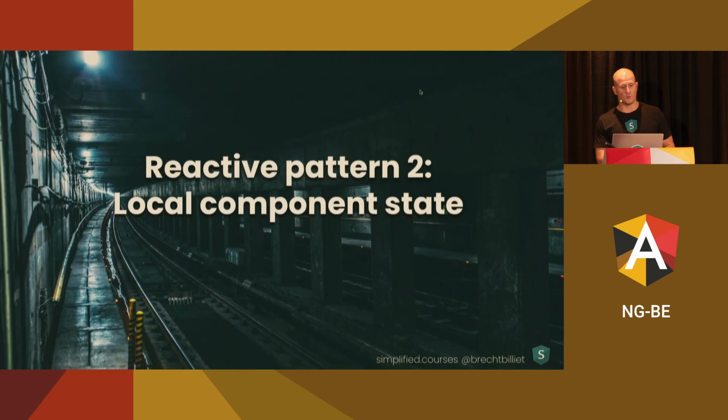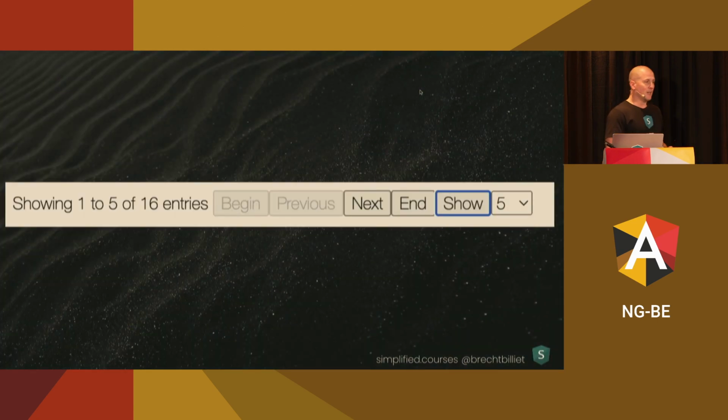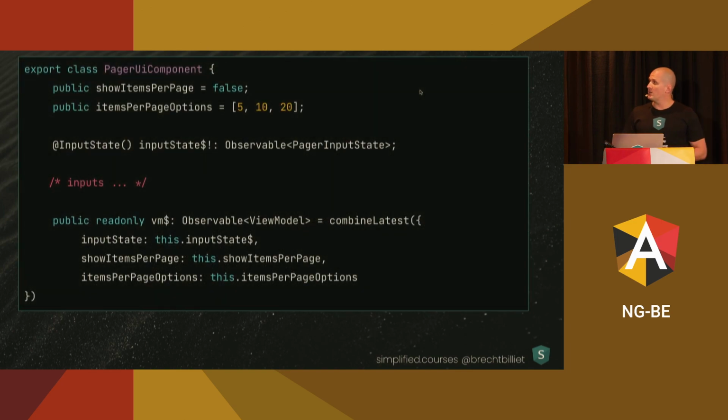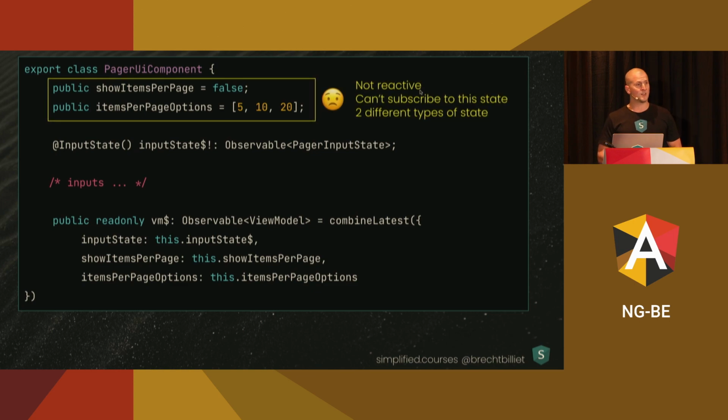Reactive pattern number 2, local component state. In our beautiful pager, we see that we have added two DOM elements, a show button and a drop-down that shows the items per page. In our pager UI component, we see that we have added two properties, but these are not reactive, and we cannot subscribe to the state. And we have two different types of state now. We have observable state, and we have regular properties.